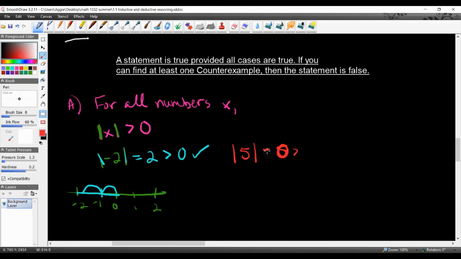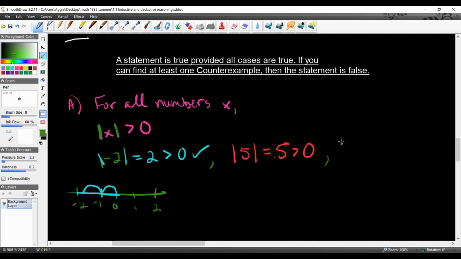So the absolute value of 5 is equal to 5, which is greater than 0. Okay, let's try another one.